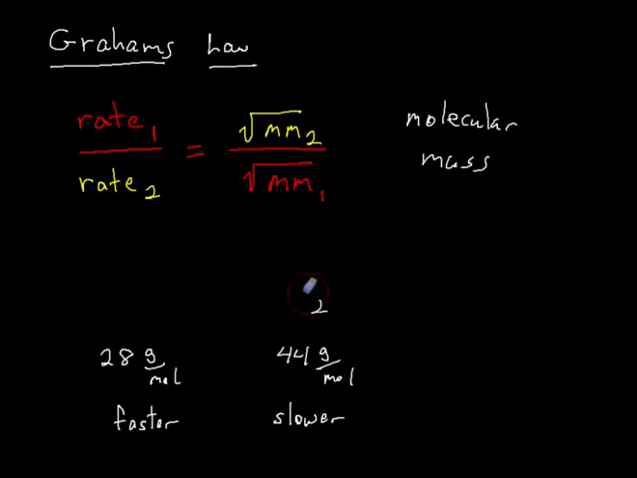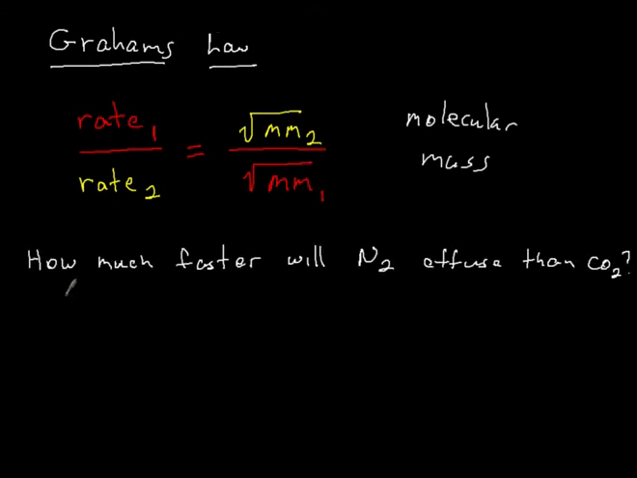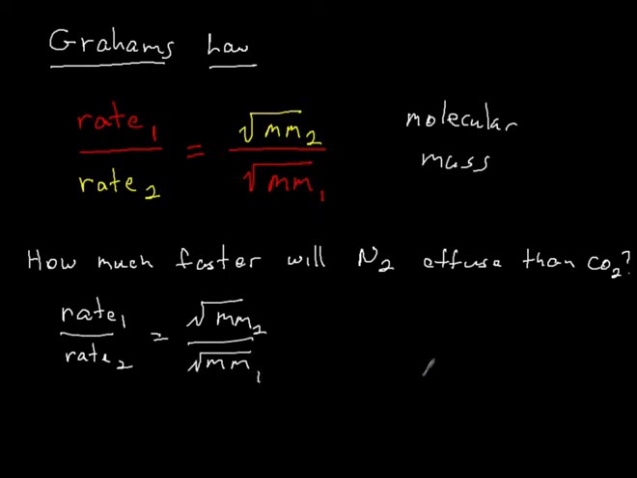We're going to go beyond that, though. We're going to work through some actual rate problems. So let's set up one of those. Here's a question: how much faster will nitrogen effuse than carbon dioxide? So now I'm not just asking which will effuse faster, now we're asking to compare their rates. Here's how you're going to work this. We're going to keep these pretty easy. We have our equation of rate 1 over rate 2 is equal to the square root of molar mass of 2 over the square root of the molar mass of 1.